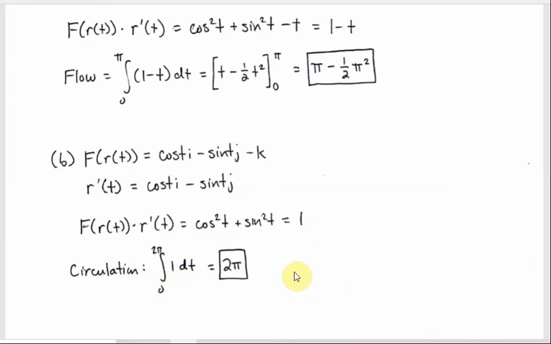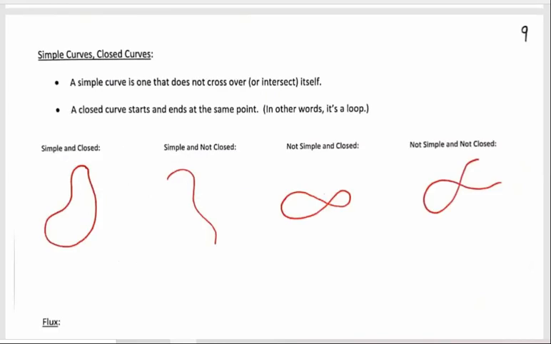But the difference between circulation and flow is just that with circulation you start and stop at the same point. The next application is flux, but we need a little bit leading up to it because part of the definition involves the idea of a simple closed curve. So just to run through what these are: a simple curve doesn't cross over itself or intersect itself. And a closed curve starts and ends at the same point. Or to look at it another way, it's a loop.